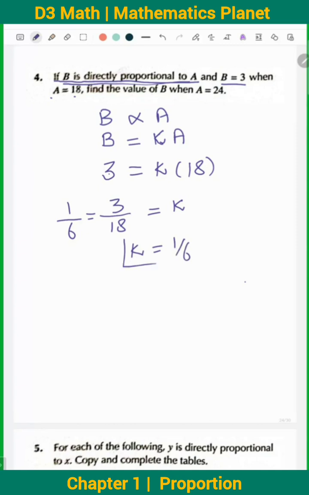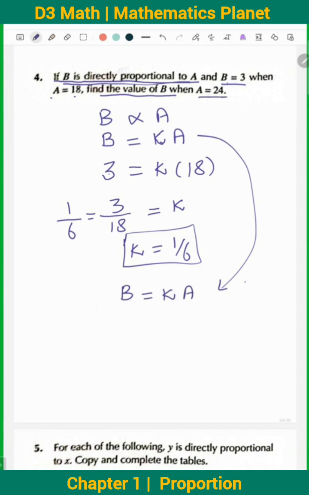I cannot hear you. Can you speak louder? Ma'am, it will be 1 upon 6. 1 upon 6. Very good. Okay, now what is next? Find the value of B. It means we have to write the statement again. B is equal to kA. So find the value of B when A is 24. What will be k over here? 1 upon 6. And what is A? 24. So what will we get?